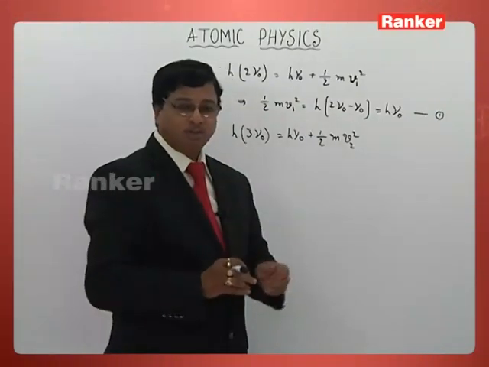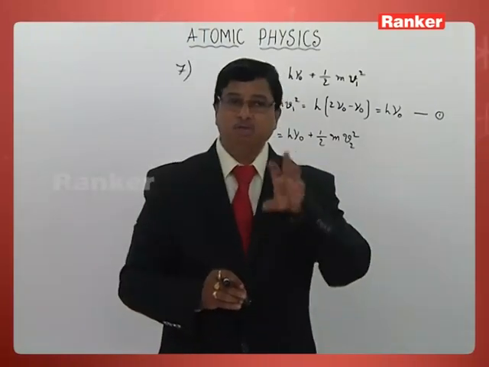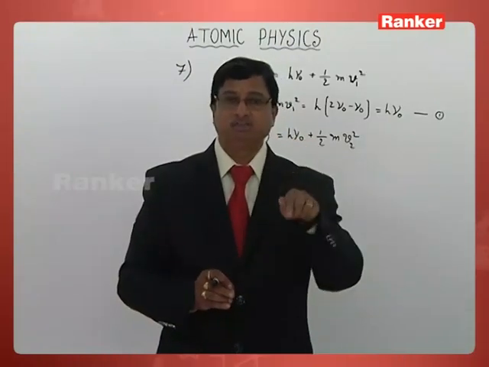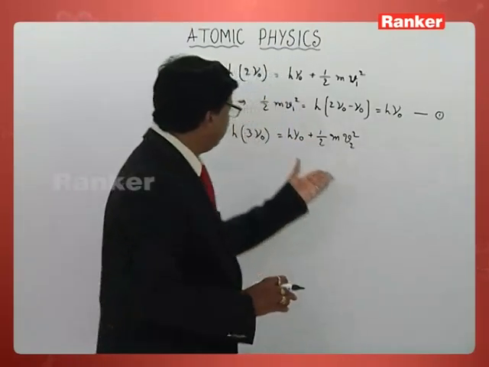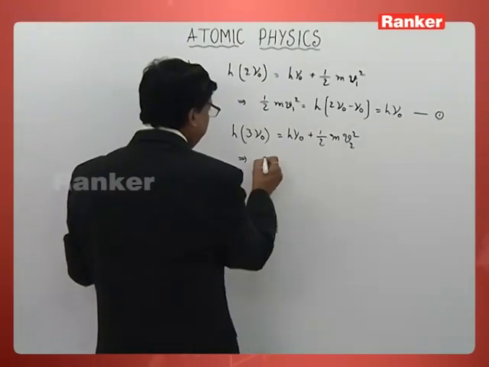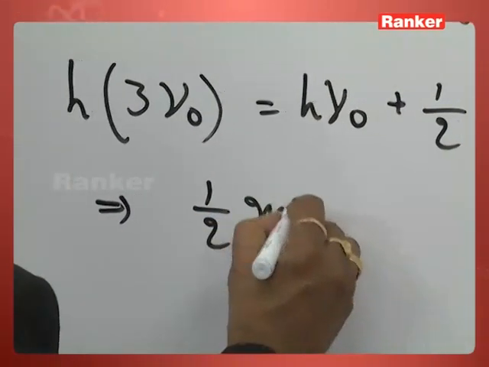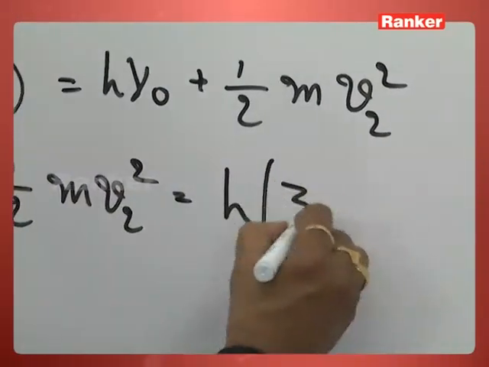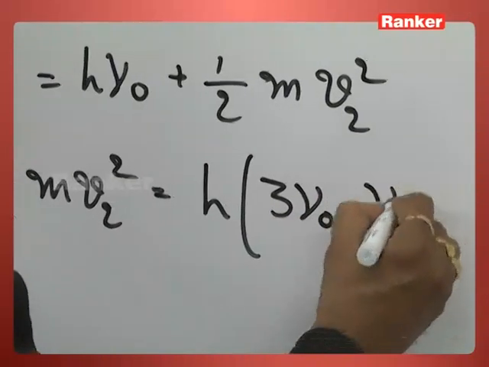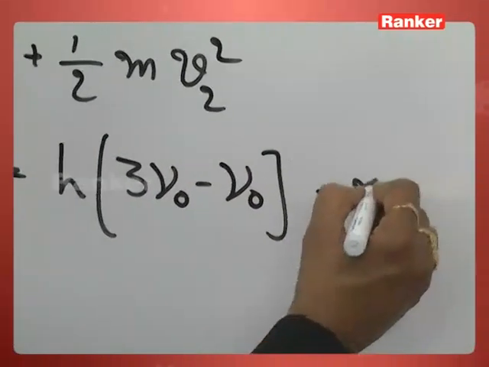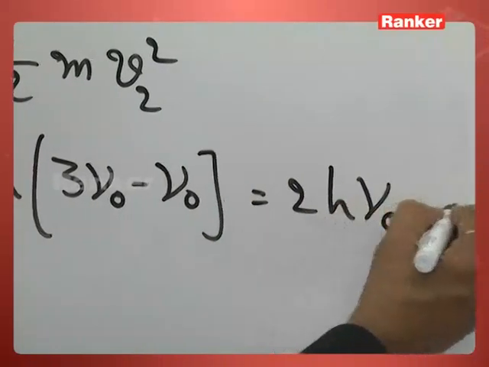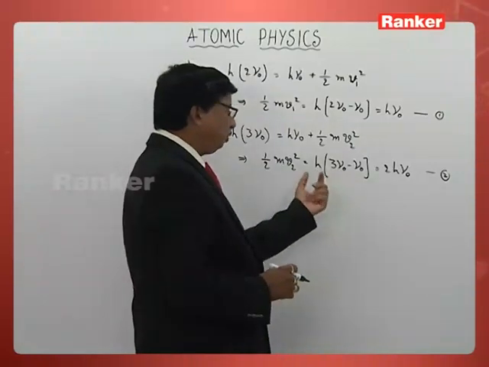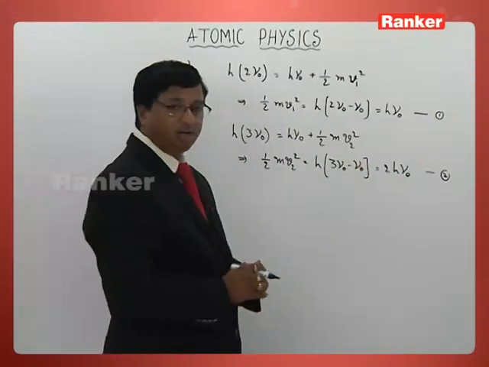v2 is now the maximum velocity of that emitted photoelectron when the frequency of incident light is 3 nu naught. So we once again can rewrite the same equation this way: half m v2 square is equal to h, if you take common, 3 nu naught minus nu naught, which now becomes 2 times h nu naught. That's my second equation. In fact, this is 2 nu naught into h nu naught. I can write it like that.